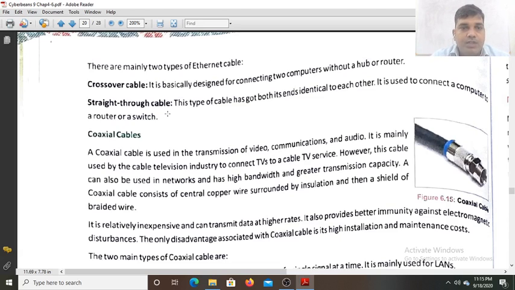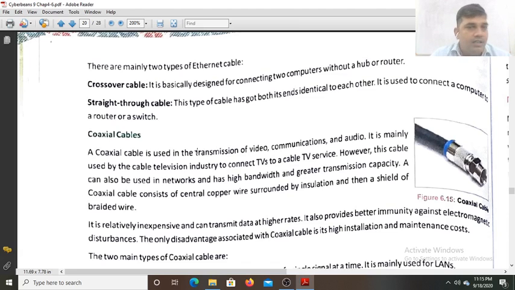Second is the straight through cable. This type of cable has both its ends identical to each other. Yes, that is the straight through cable. Both ends are the same. It is used to connect a computer to a router or a switch. If you want to connect your computer to the router or switch, you need a straight through cable.